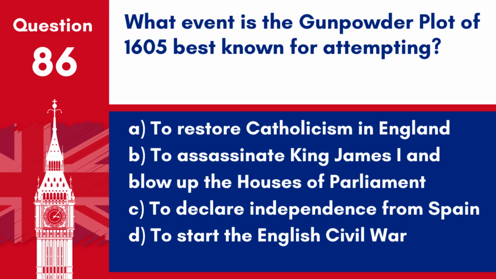Question 86. What event is the Gunpowder Plot of 1605 best known for attempting? A. To restore Catholicism in England. B. To assassinate King James I and blow up the Houses of Parliament. C. To declare independence from Spain. D. To start the English Civil War. Answer: B. To assassinate King James I and blow up the Houses of Parliament. The Gunpowder Plot of 1605 was a failed attempt by a group of English Catholics to assassinate King James I and destroy the Houses of Parliament to promote the Catholic faith.